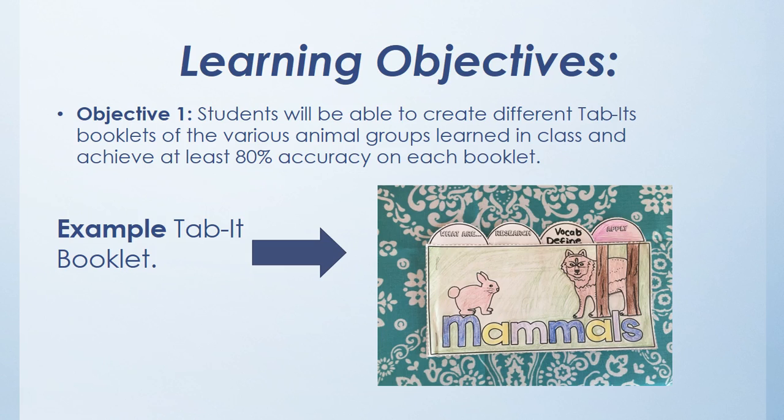Learning objectives. Objective 1. Students will be able to create different tablet booklets of the various animal groups learned in class and achieve at least 80% on each booklet. Here is an example tablet booklet.